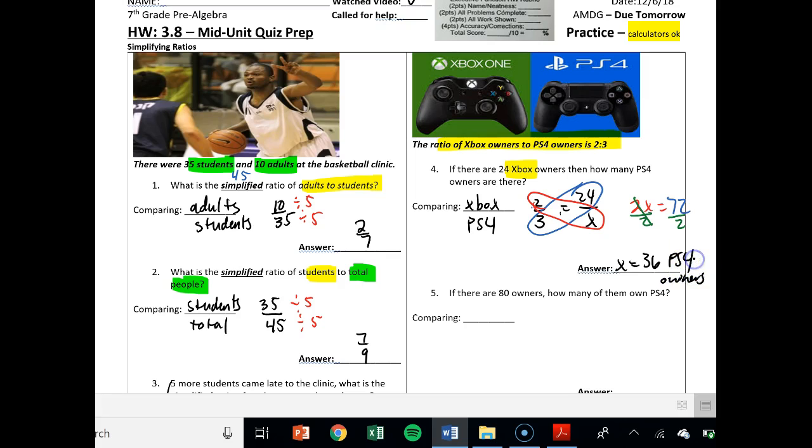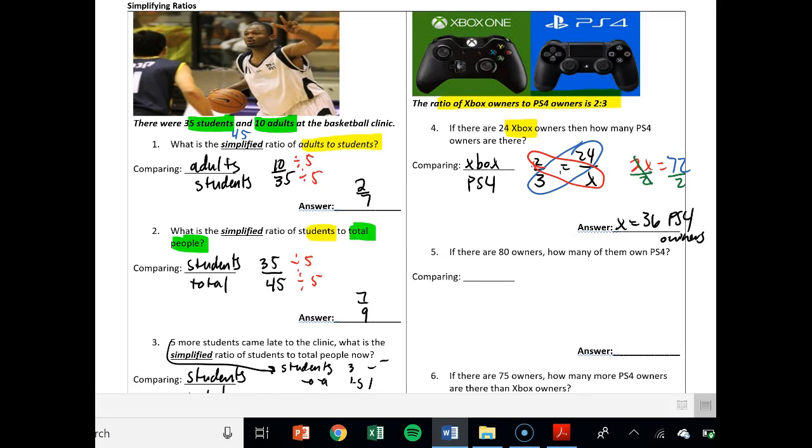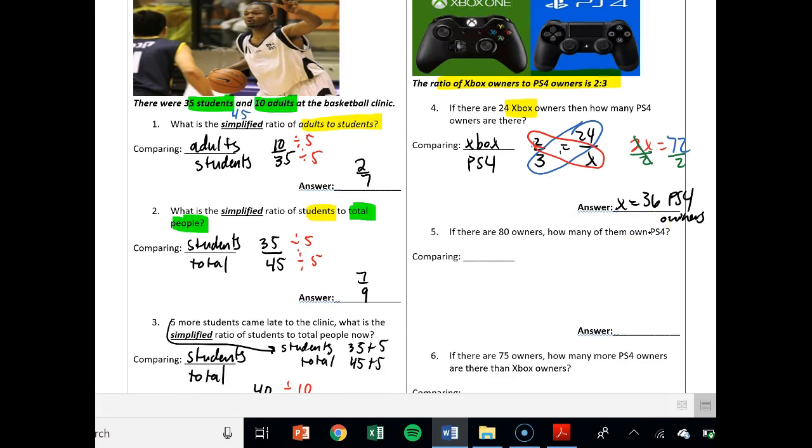So PS4 owners, okay? So it says if there are 80 owners, how many of them own PS4? So notice, owners is a total number, okay? So we should almost write total here. So basically, I'm comparing PS4 to total people, all right? So if I had PS4 owners, that's 3 because of the 2 to 3 ratio, but for a total, it's 5, right? Because 2 plus 3 is 5. So the ratio of PS4 to total owners is 3 to 5.